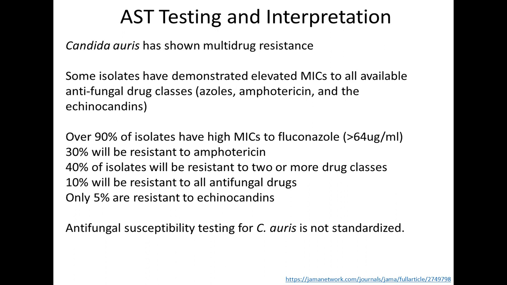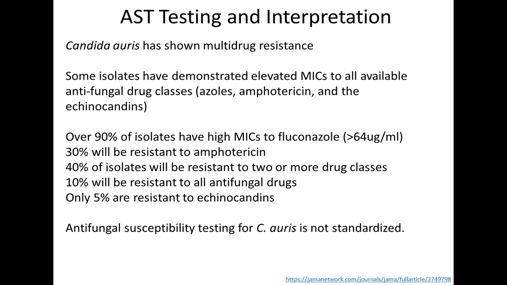So I want to spend a couple of minutes talking about susceptibility testing and interpretation. So what we found in the clinical case is the Candida auris had to be identified correctly to species, but was also resistant to a lot of the known antifungals. So Candida auris has shown multi-drug resistance. It is probably a higher level of multi-drug resistance than we see in any other Candida species. Some isolates have demonstrated elevated minimum inhibitory concentrations to all available antifungal drug classes. And this includes azoles, amphotericin, and the echinocandins.